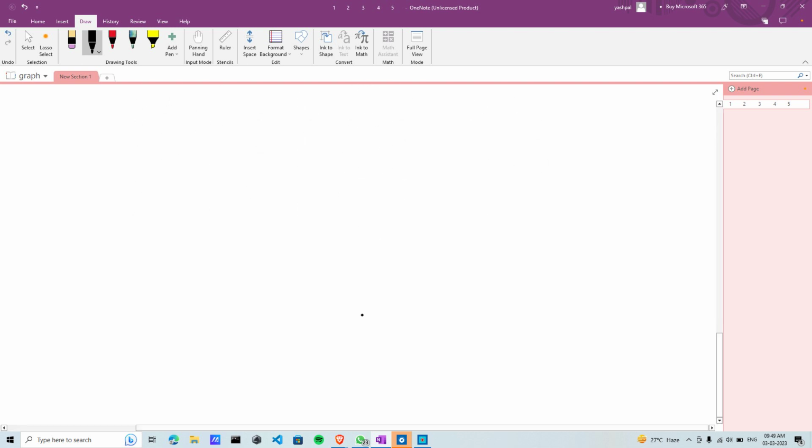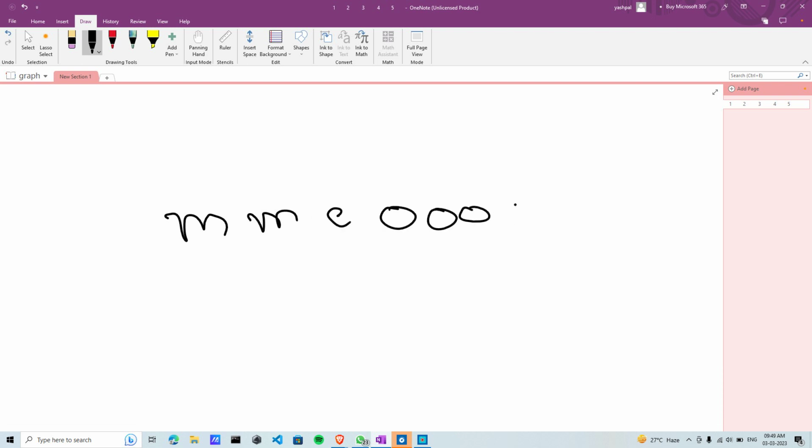And suppose we have meow, so I am having M, E, any number of O you can consider, but after O we have W, and we have W as the final element. So yes, there we have to print yes.